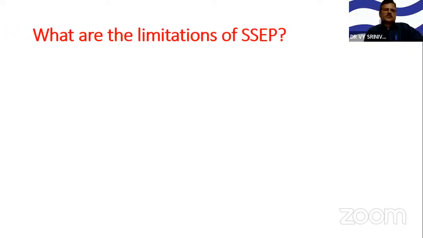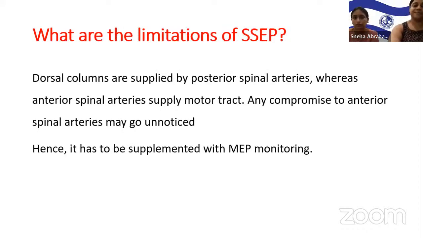What are the limitations of somatosensory evoked potential? The dorsal columns are mainly supplied by the posterior spinal artery, whereas the anterior spinal artery supplies the motor tract. So any compromise in the anterior spinal artery may go unnoticed. Hence, we have to always supplement it with motor evoked potential monitoring.